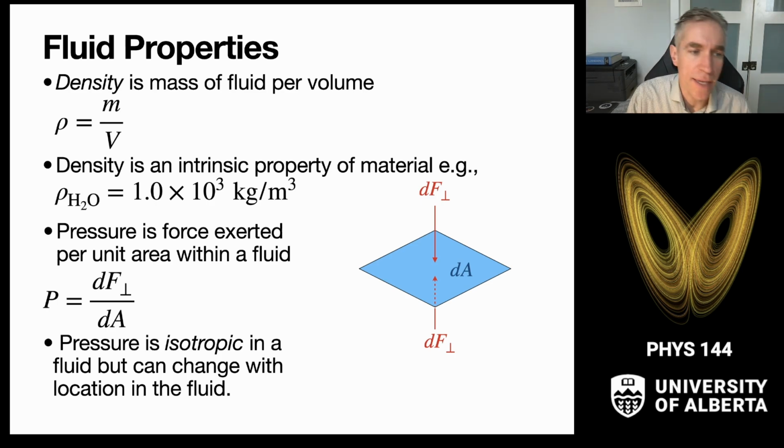So this is what we mean by it's isotropic. It doesn't matter how we orient that surface, the forces are always going to be pressing in, and they're going to have the same magnitude at that location, irrespective of the orientation. But pressure can change throughout a fluid. The classic case is that atmospheric pressure diminishes as you go higher in the atmosphere. So that gives you a change in the pressure as you go farther up in the fluid.